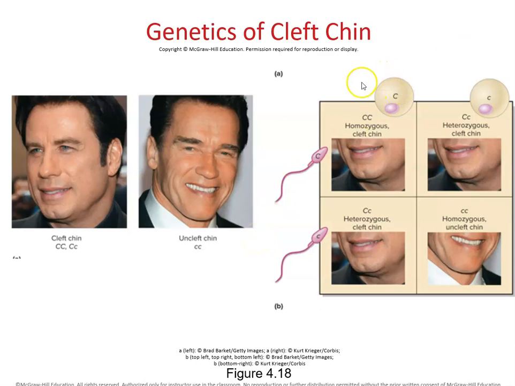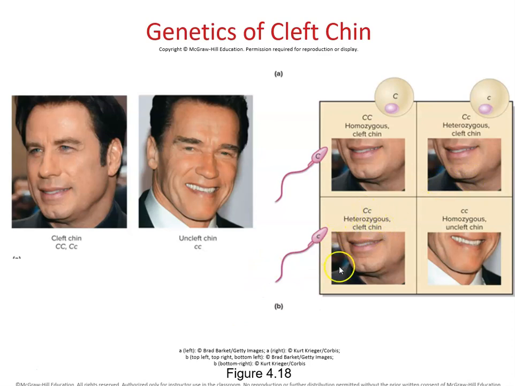We could have an offspring who inherits a dominant copy from the mother and a dominant copy from the father. They would be homozygous dominant, and they would have a cleft chin. We could have an individual who inherits a recessive copy from the mother, but a dominant copy from the father, and they would be heterozygous. They have 1 dominant and 1 recessive, and they would have the phenotype of a cleft chin.